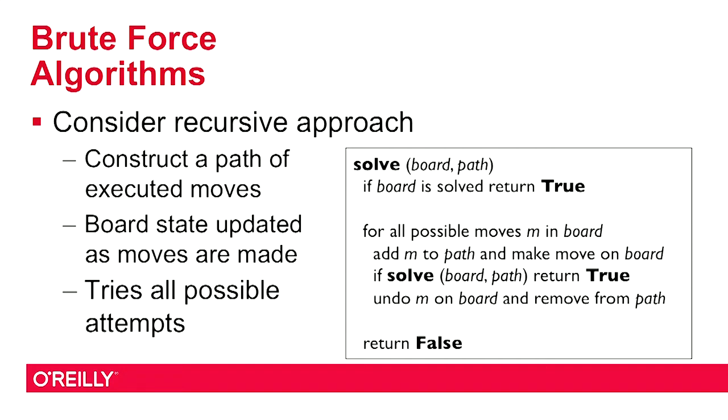I try a new move. I add it to my path, and then I actually execute the move on the board state to remove the peg. Then I recursively call solve with that new board state and say, well, can you solve that one? If that recursive call ever comes back as true, then I know that I'm done and I return true.